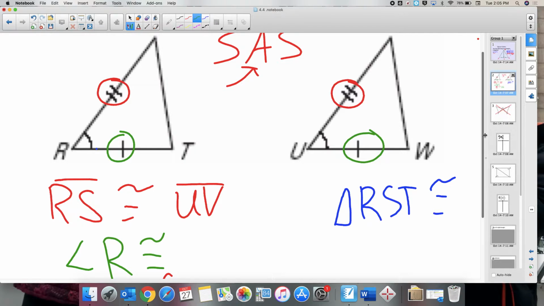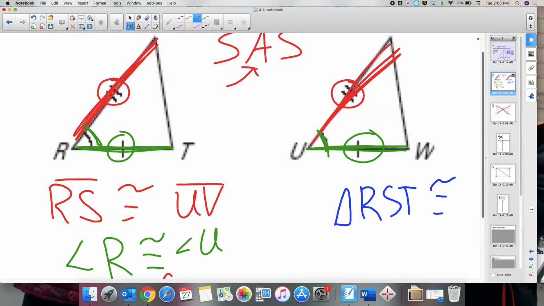So if I follow my two sides down, there's one, here's the other. Where do they meet? They meet at this angle right here, which is angle R. Your other set, where do they intersect? Where do they meet? That's the angle that is the included angle. So that is angle U.